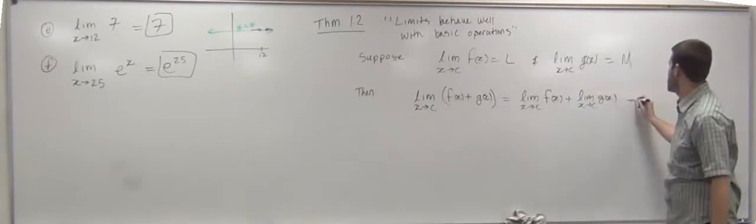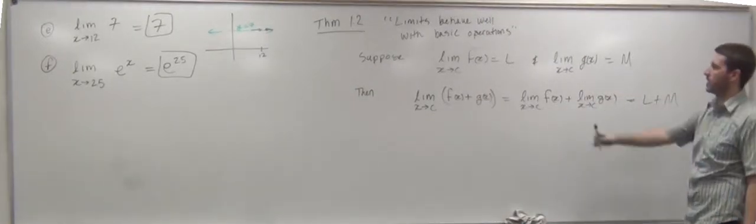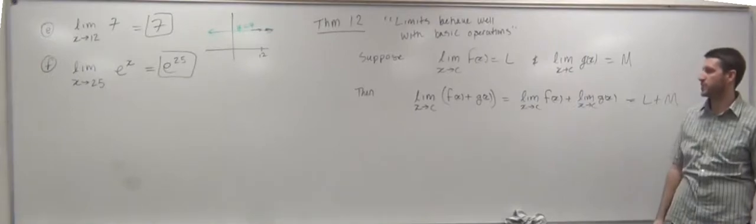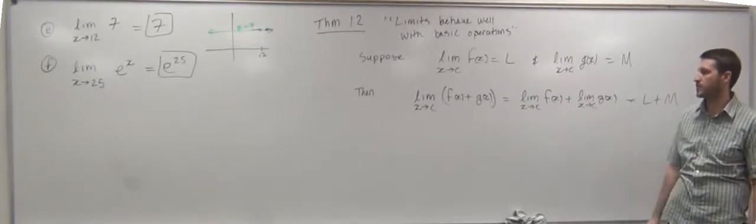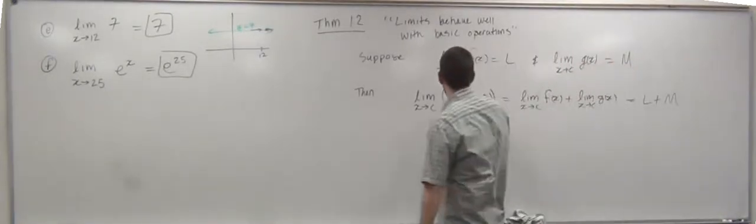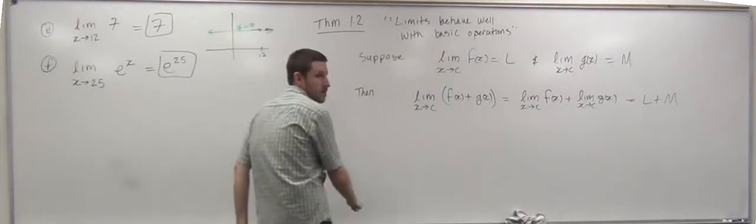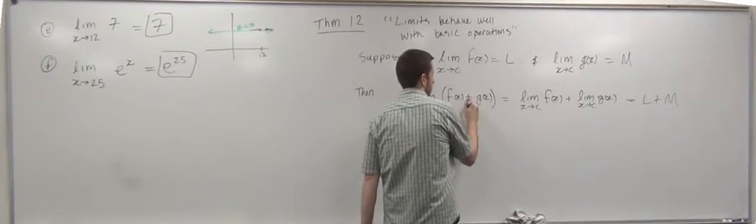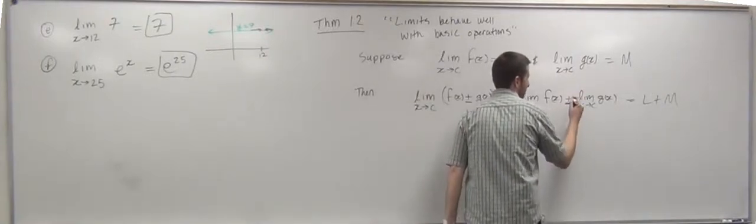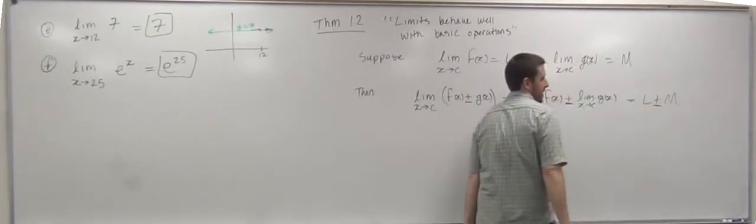So at the end of the day, you just get L plus M. Whatever the limit of f is plus whatever the limit of g is. There's no exception for this. And if you put a minus down here, if it's minus instead of plus, all that changes is that this becomes a minus and this becomes a minus.